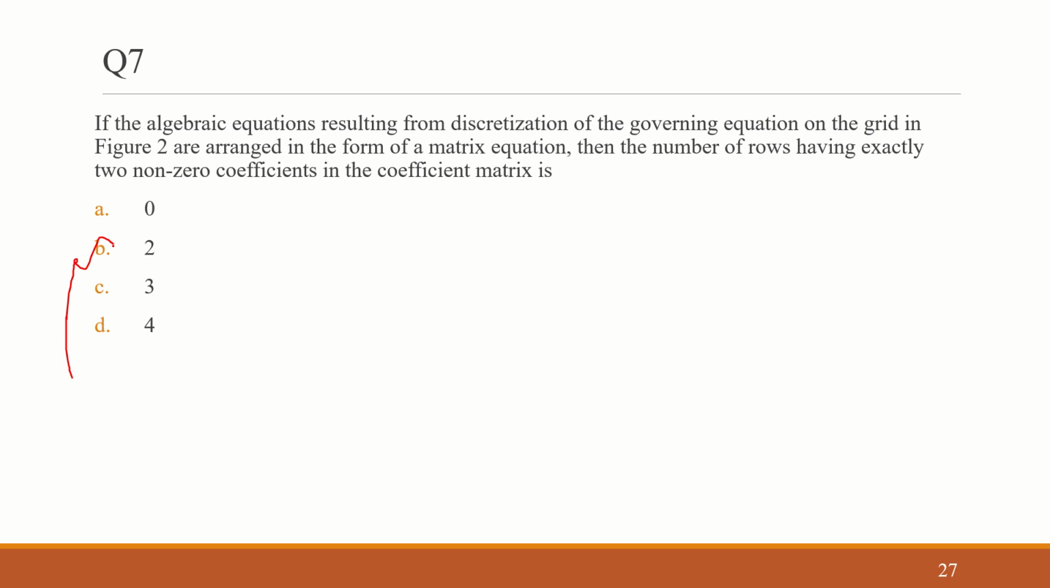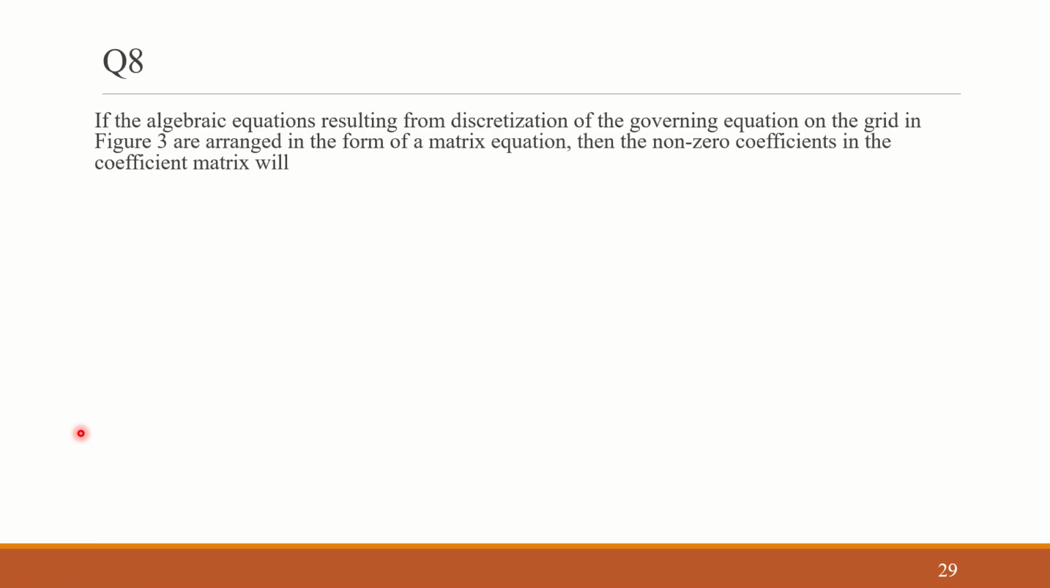Rest all is wall boundary condition. So that is happening with the top and the right corner cell. So we have two rows having exactly two non-zero coefficients in the coefficient matrix. So I hope it is clear. Option B is the right answer.